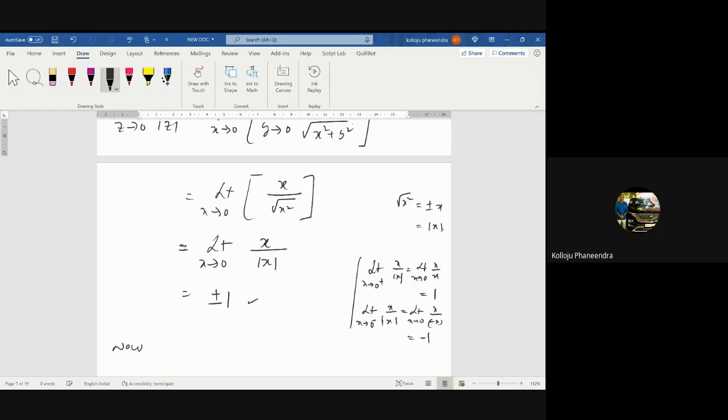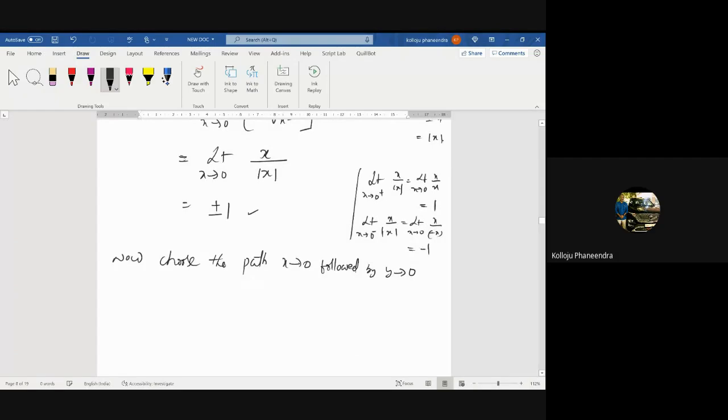Now choose the path x tends to 0 followed by y tends to 0. What do we get? Limit z tends to 0, z by mod z. What do I first apply? Inside, x tends to 0 on (x plus iy) by root over x square plus y square, and outside, the limit y tends to 0.